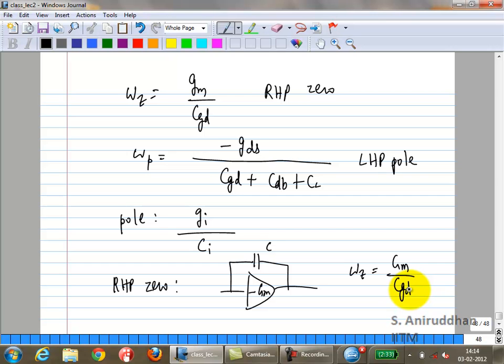What happens if this is plus Gm? You get a left half plane 0. Okay, just remember that, remember the signs.